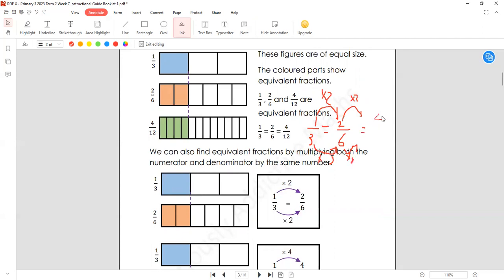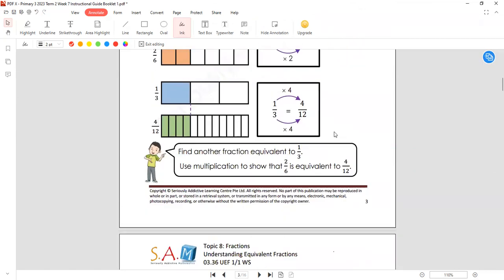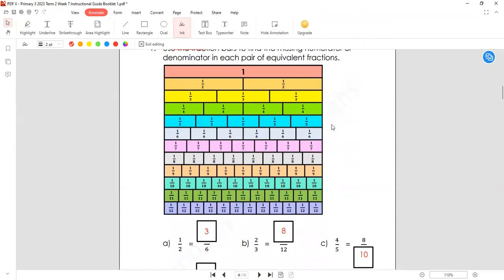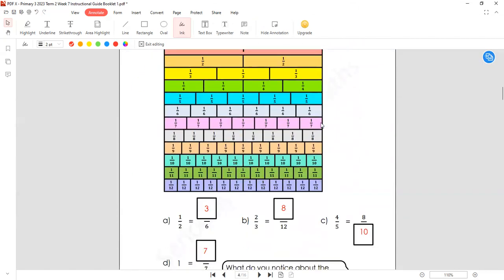2 times 2 equals 4. 2 times 6 equals 12. So 1/3, 2 out of 6, 4 out of 12, they are equivalent. Okay, so we can get them to quickly do the guided practice. This guided practice is quite easy.